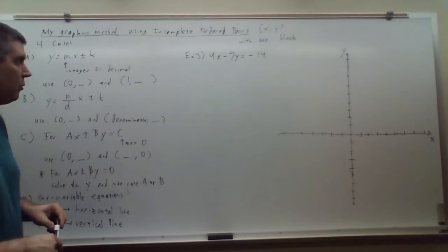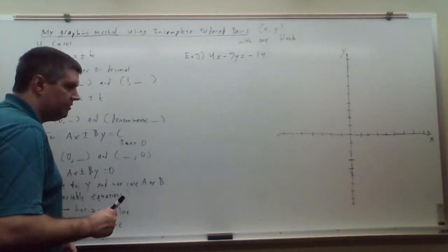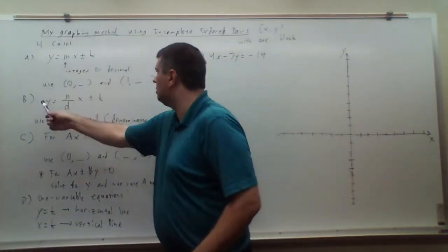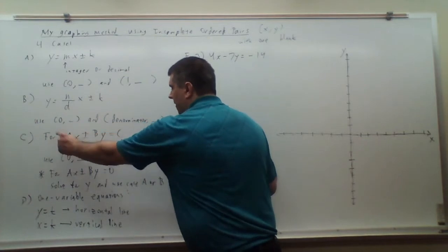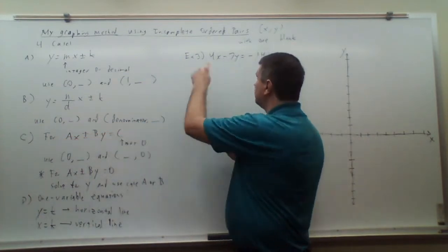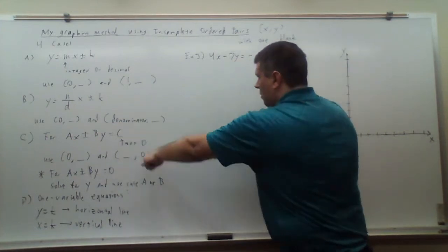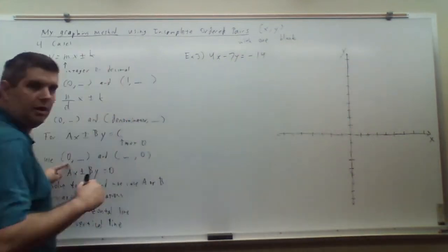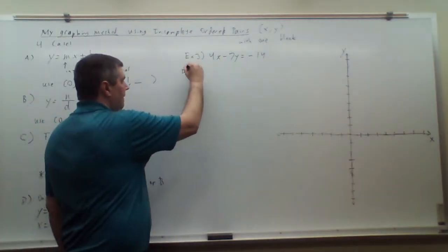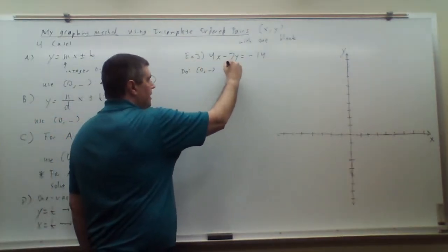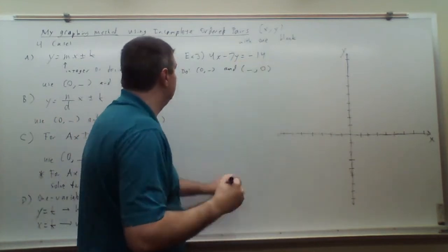Okay, continuing onward, I have example 3, 4x minus 7y equals 14. That's not y equals, so it's not a case A nor B. It's case C, for ax plus or minus by. So I've got something times x plus or minus something times y equals a non-zero value. I would use this pair. So that would give me 0 blank and blank 0.